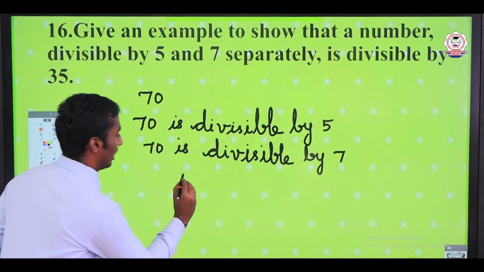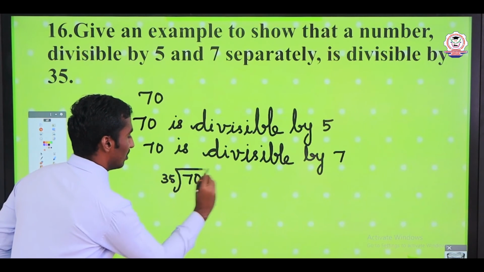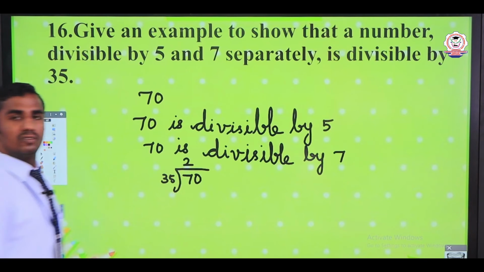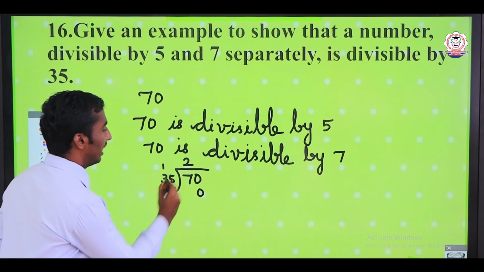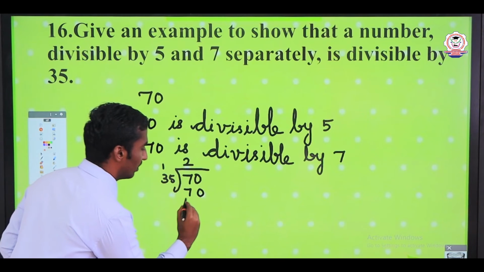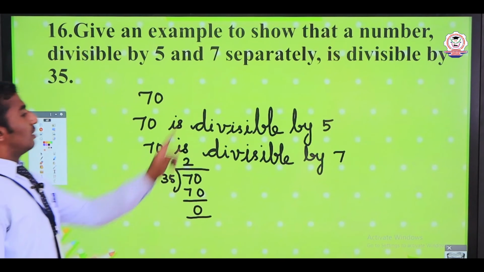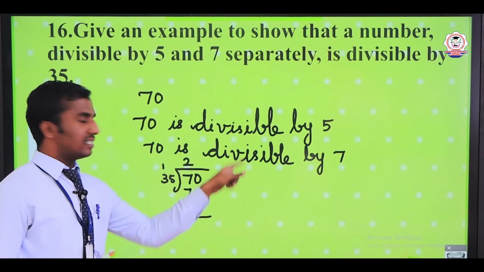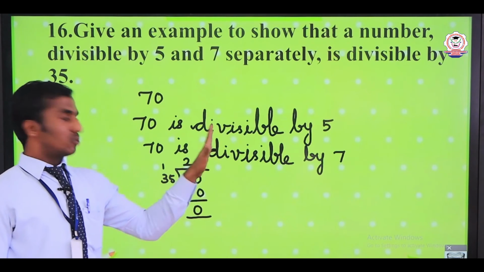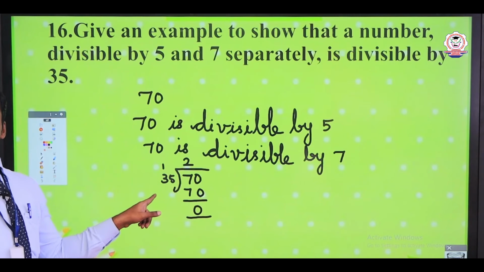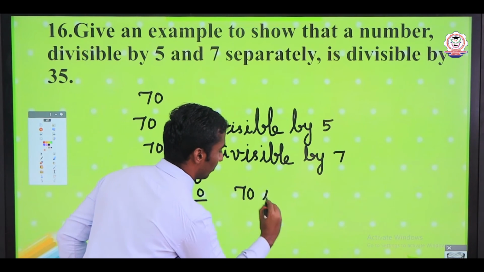So 35 table, check one time, 35 table 70. So 35 into 2, 5 2s are 10, 0, 1, 3 2s are 6, 6 plus 1, 7, so 70. So 70 minus 70, remainder 0. So divisible by 5 is satisfied and divisible by 7 condition also satisfied. Here both conditions are satisfied. So hence the given number is exactly divisible by 35 table also. So 70 is divisible by 35 table.